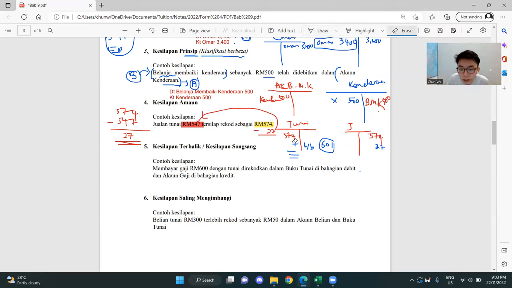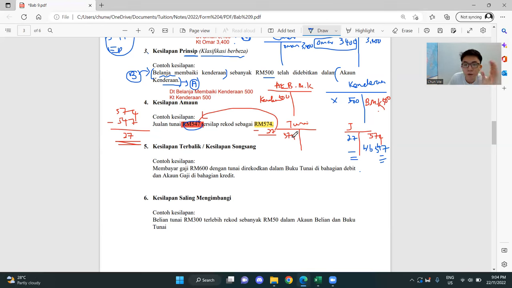So now how we do it is you have to look at where your amount is. We just look at one account, you don't have to go to two accounts. So let's focus on jualan. In jualan, you credit 574. So if you want to minus, you always go to the opposite side. So you have to debit it. You debit how much? The difference, 27. If you do the account, it becomes HB, correct or not? So the HB you use 574 minus 27, the baki will be 547, which is what we want.